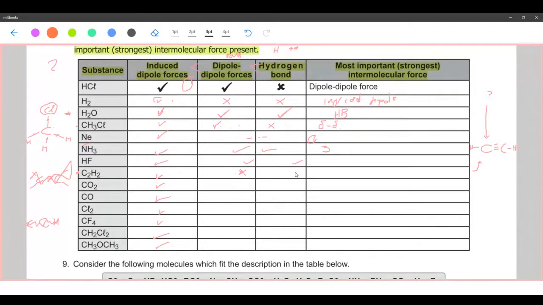So it's a non-polar molecule, no dipole forces, no hydrogen bonding, because there's no fluorine, oxygen, or nitrogen, and the strongest force is induced dipoles. All right, next one, Nick, CO2. Nick, CO2, are you there?